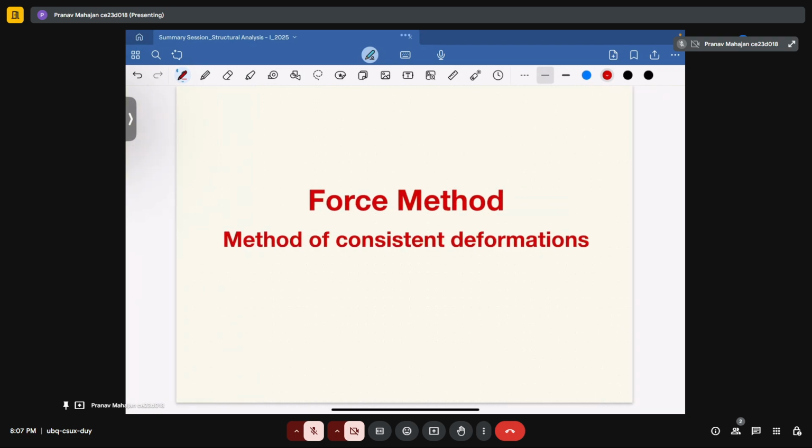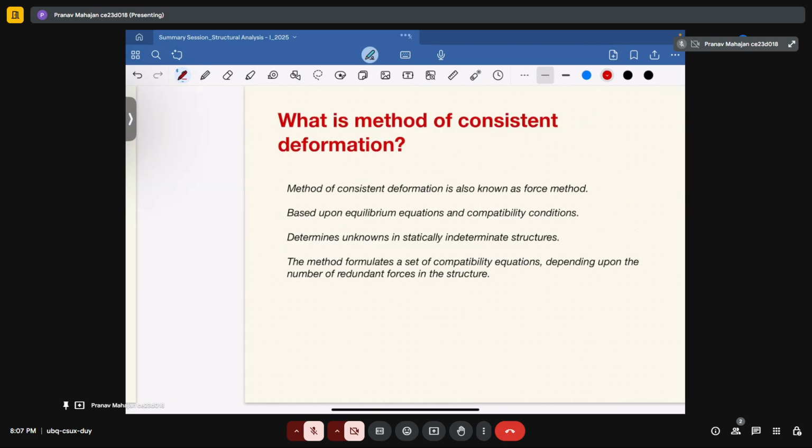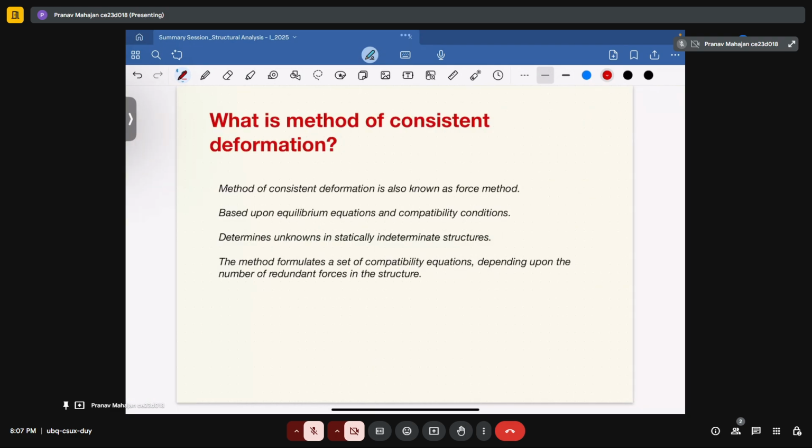So this is how you will use the force method to calculate the unknowns in the case of beams. Now, how will we solve in the case of trusses? For trusses, we will use the method of consistent deformations. The method of consistent deformation is also known as the force method. It is based upon the equilibrium equation as well as the compatibility equation that we generally use for the force method. It determines unknowns in statically indeterminate structures, and the method formulates a set of compatibility equations depending upon the number of redundant forces. So this is the same force method that we have discussed previously.